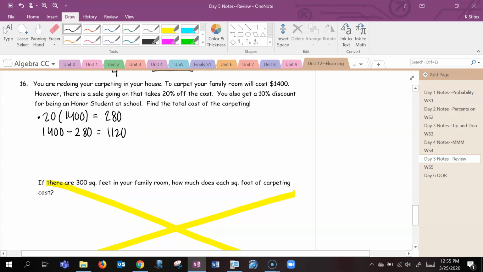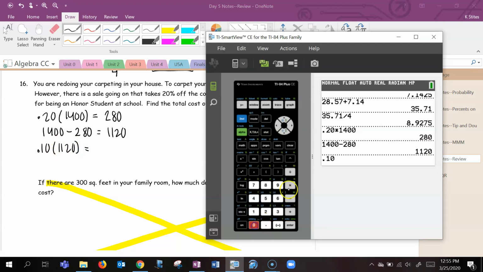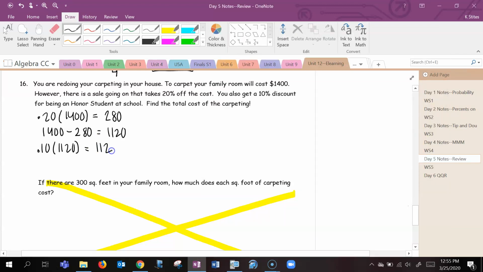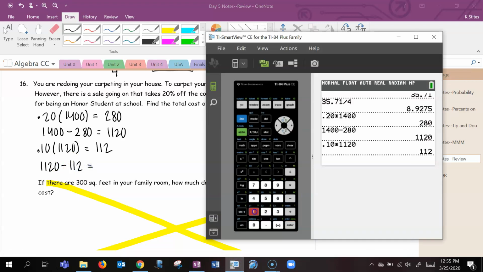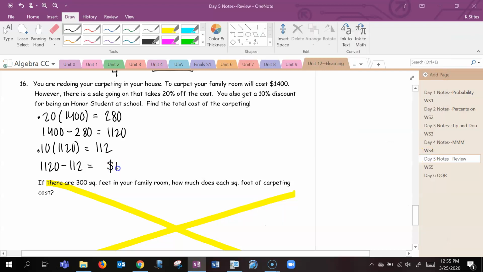Okay. However, we do have another discount. We have that 10% discount. So now I'll multiply that by 0.10. And that gives me 112. And that's going to be my additional discount. So finally, I'll take my 1120 and I'll subtract my 112. And this should give me my overall cost. So the carpet will be $1,008. And make sure when you're done, you finally have your unit, your dollar sign here.